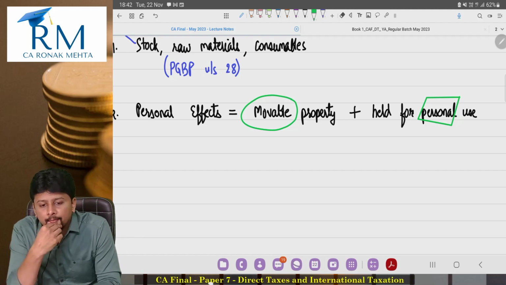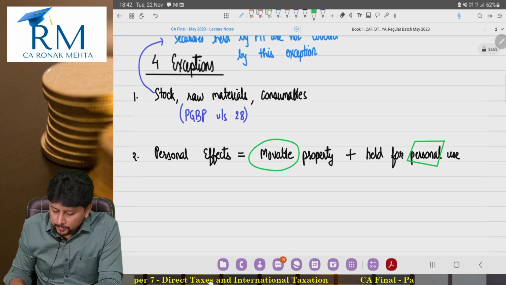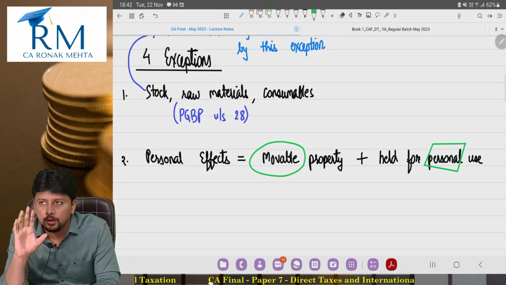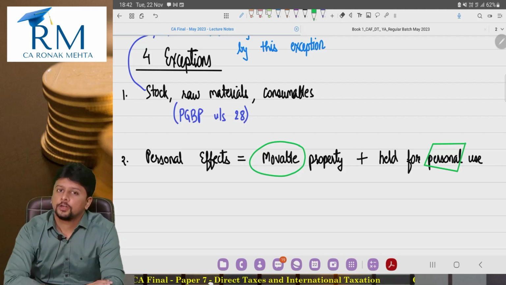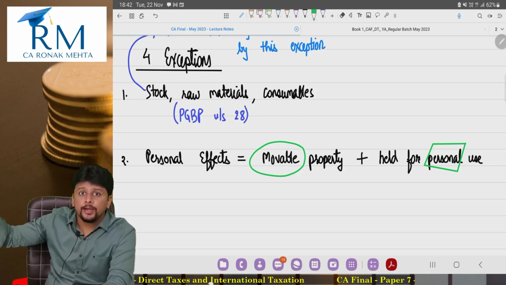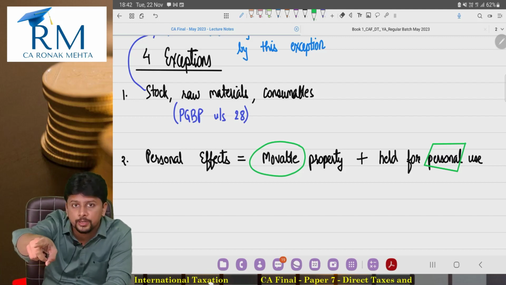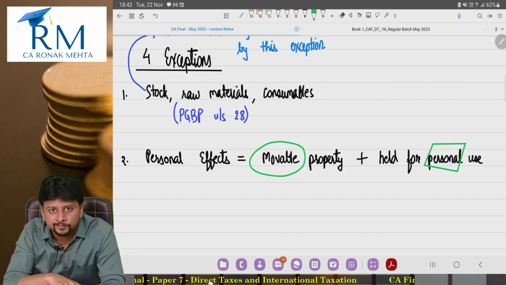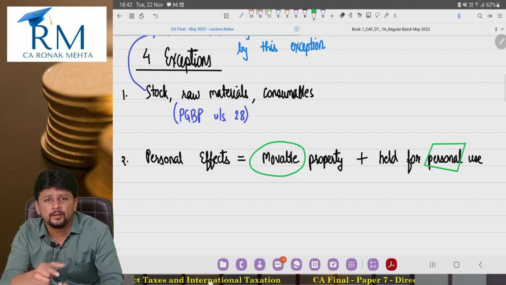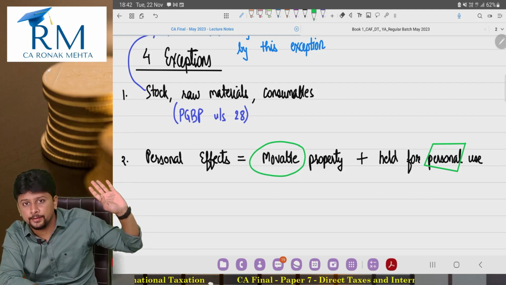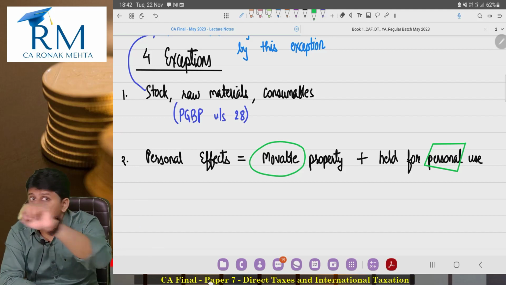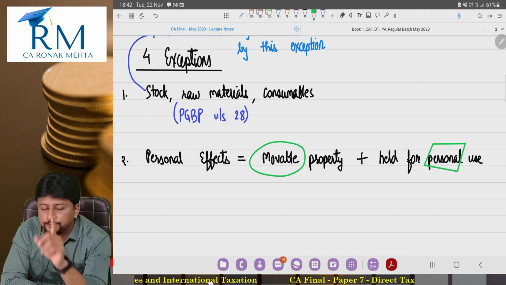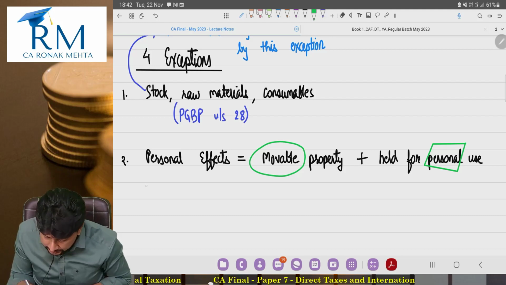Understand one thing. When you are talking about these four exceptions, you know that capital gain as a head of income does not apply. So, if any other revenue head of income applies, like exception number 1, PGBP, you take the income and put it under that relevant head. You are selling stock in trade. It is taxed as PGBP, tax it under that head. But you are selling personal effects. Now, when you are selling personal effects, it is not taxed under capital gain.